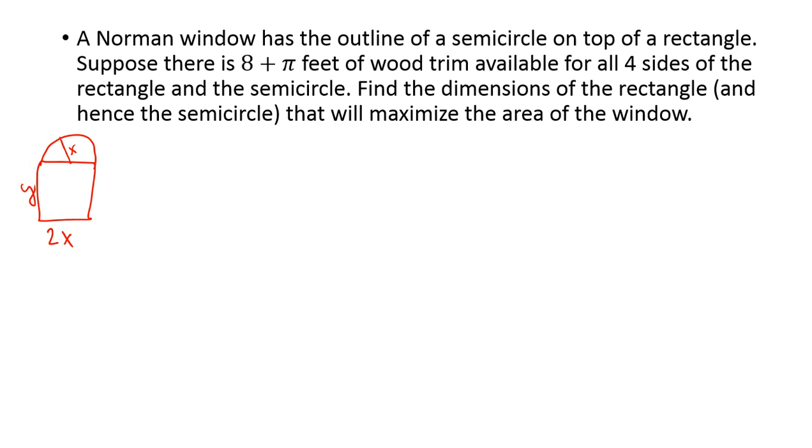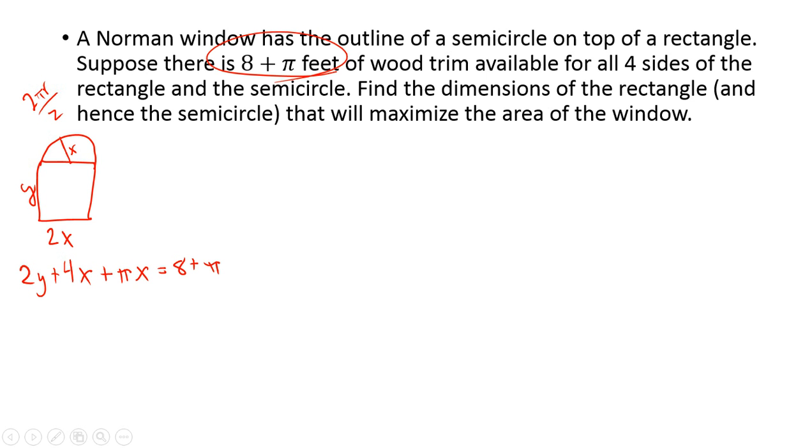Now, the information it gives us talks about the perimeter. Well, the perimeter of this would be the perimeter of the rectangle, which would be 2y plus 4x. Right. And we're going to add that to the perimeter of the top, so half the circumference. Circumference is 2 pi r, and we divide that in half, so it would be pi x, because the radius is x. And that equals 8 plus pi feet.